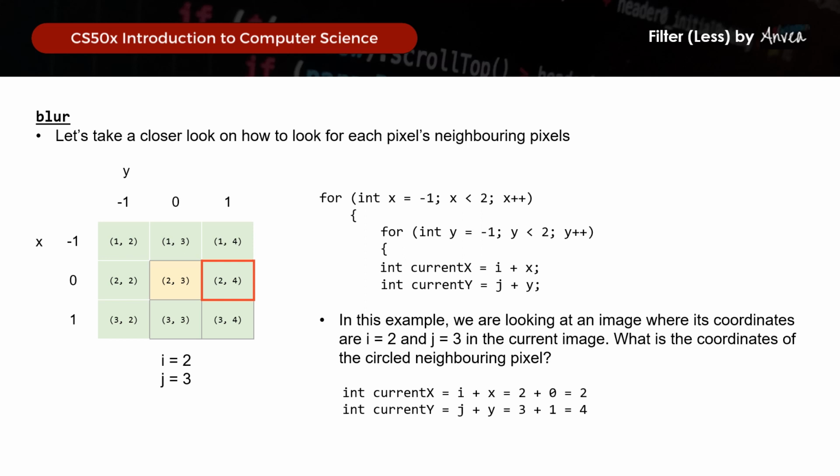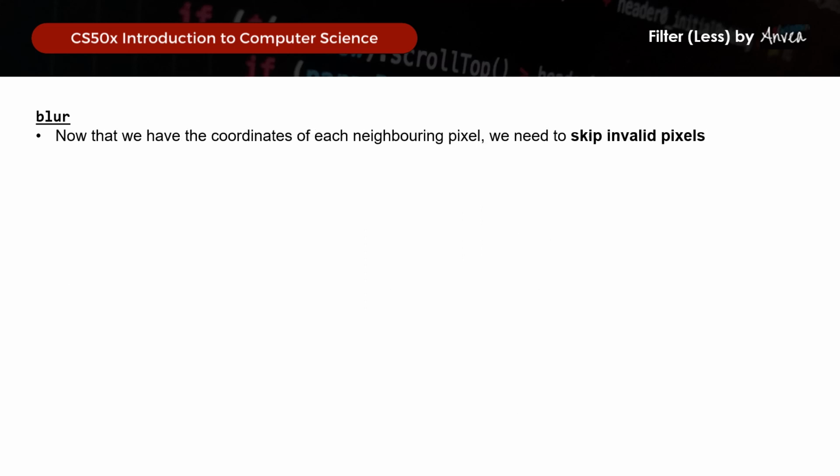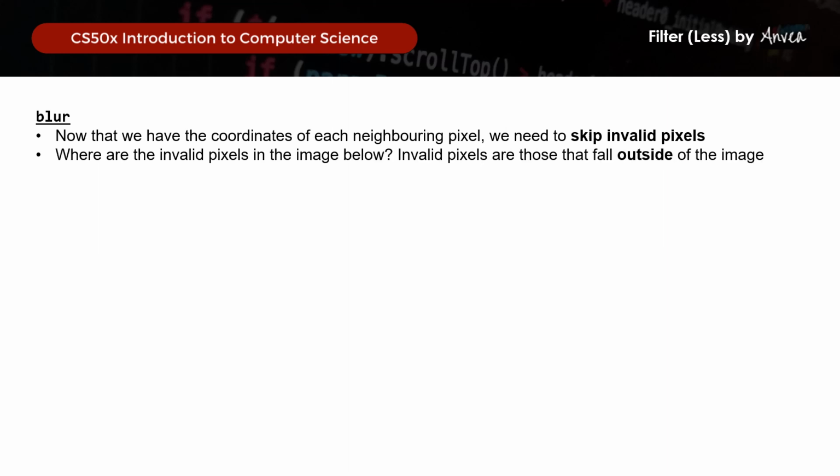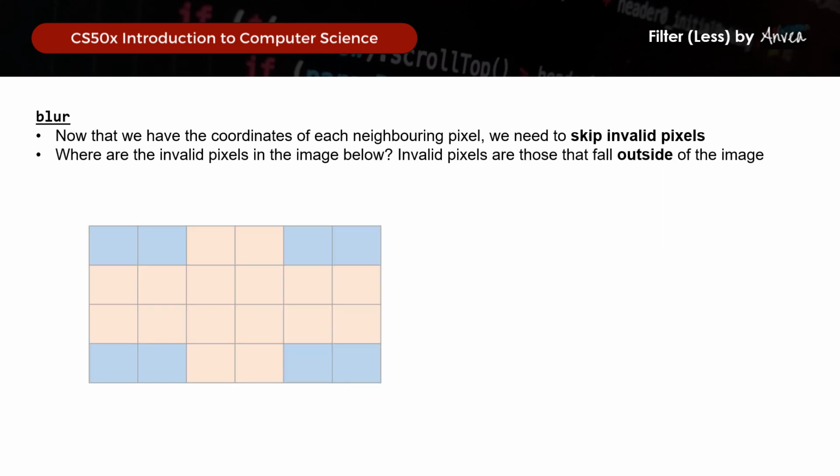Okay, so now what we have done is that we have come up with a formula to identify the exact coordinates of each neighboring pixel. Now that we have that, we need to skip the invalid ones. So where are the invalid pixels in the image below? It happens when the pixels are outside of the image.